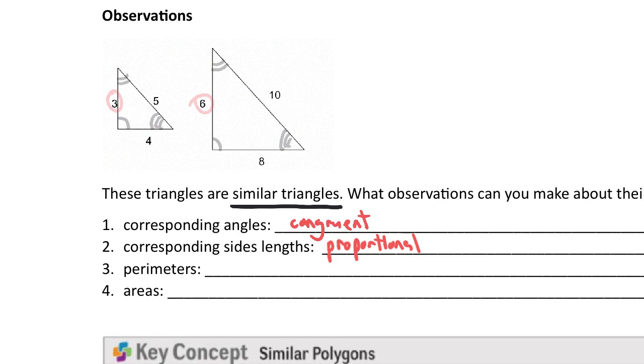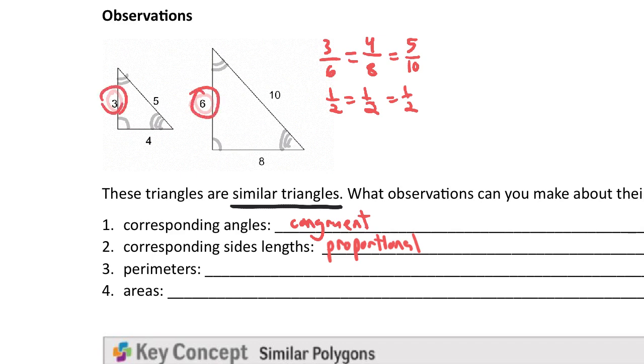What do I mean by proportional? Well, this. 3 over 6 should equal 4 over 8, which should equal 5 over 10. So each of these equals 1/2. In other words, if I set up a ratio between the corresponding sides, a fraction, I will get a common ratio. That means the sides, specifically the sides 3 and 6, are proportional.